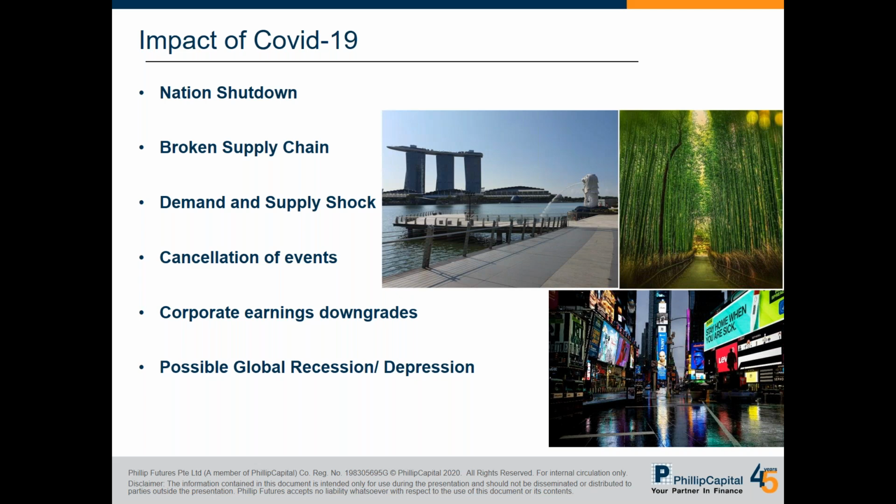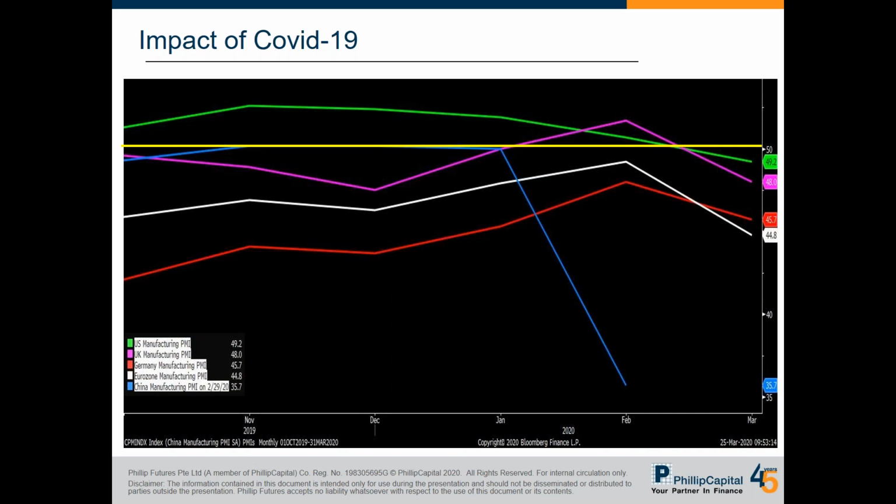Because of all of this, there has been a widespread corporate earnings downgrade across the board, and this has caused markets to fear a possible global recession or even a depression. This is why markets are facing a huge sell-off, and you are seeing a lot of volatility. Since COVID-19 happened, various countries are facing manufacturing numbers being downgraded, and you can see that the numbers are downbeat.